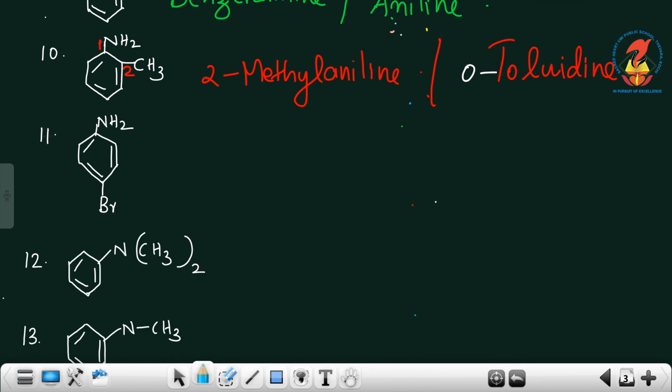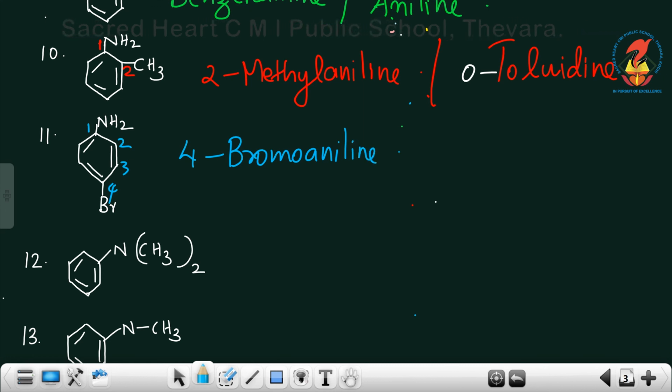The next one, a benzene ring containing NH2 and one bromine. We know that halogens like bromine have least priority. They do not come in the priority order at all. So 1, 2, 3, 4. So it is 4-bromoaniline, or we can name it as 4-bromobenzenamine.